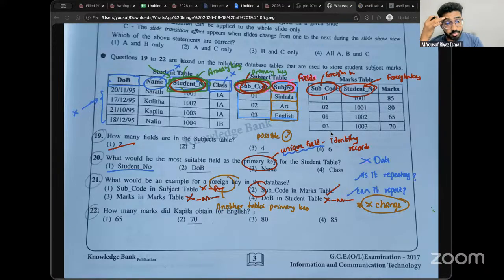Okay. How many marks did Kapila obtain for English? Did you get that answer? You have marked 70, right? Is that the answer you got? Let's see if it is correct. Kapila is 1003. English is 3. So 1003 for 3 is 70. Yes, correct. You go and find Kapila's index number first. That's 1003. But the subject code for English is 03. So student number 1003, subject code 3, the marks is 70. So you just have to go through all three tables and find the answer.